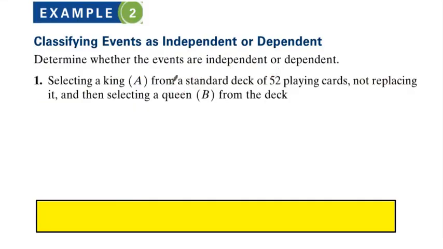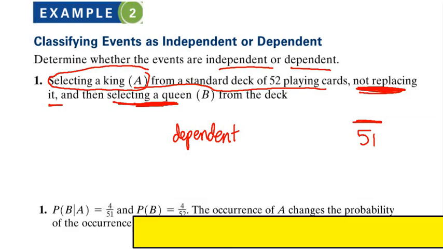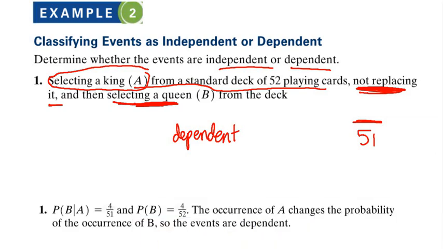First we'll classify these to determine whether they're independent or dependent. Picking a king from a deck of cards, not replacing it, that's really important, and then selecting a queen. Those events are going to be dependent, because dependent means that the first event affects the outcome of the second. If I'm not replacing the card, then how many cards are left when you go to pick this queen? Now there's only 51 cards left, so that is definitely a dependent event. The fact that we pulled a card out and didn't replace it is going to affect the outcome.